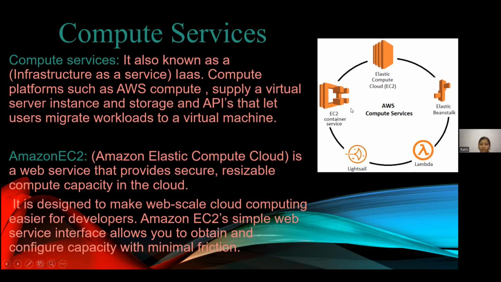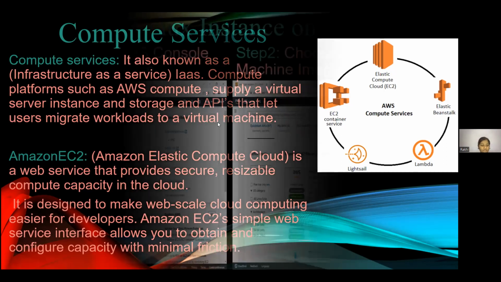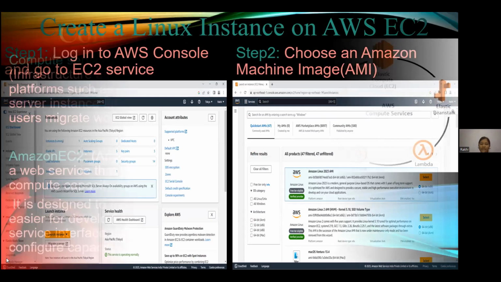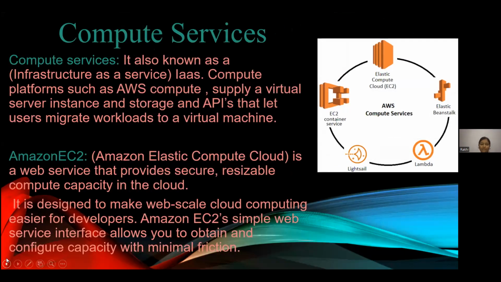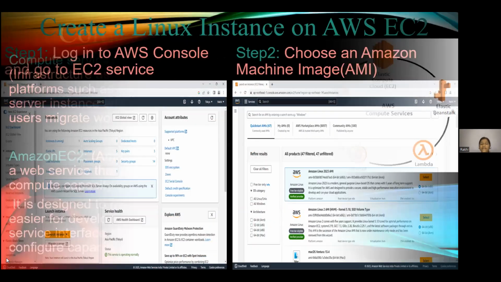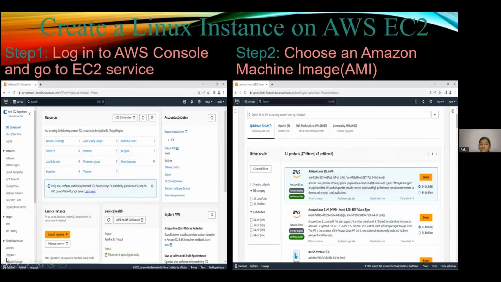Amazon Elastic Compute Cloud is a web service that provides secure, resizable compute capacity in the cloud. It is designed to make web-scale cloud computing easier for developers. The Amazon EC2 simple web service interface allows you to obtain and configure capacity with minimum friction. So, create a Linux instance on AWS EC2. There are many steps to create a Linux instance on AWS EC2.